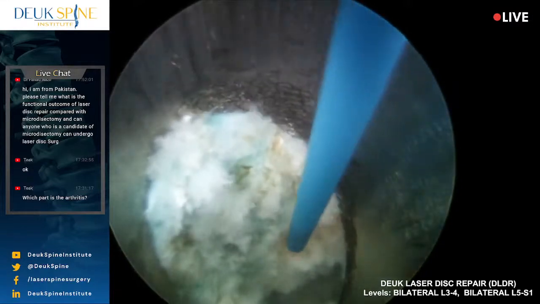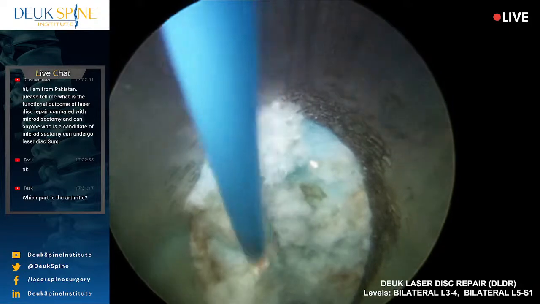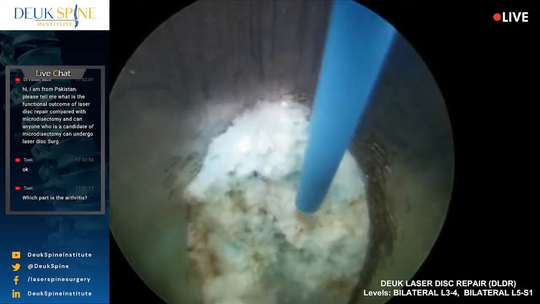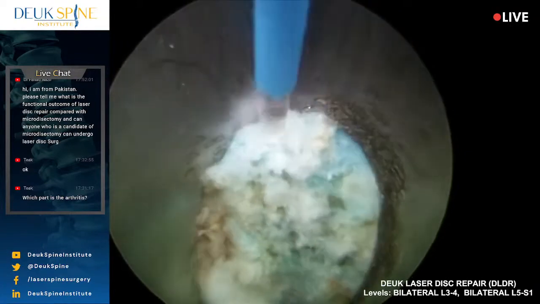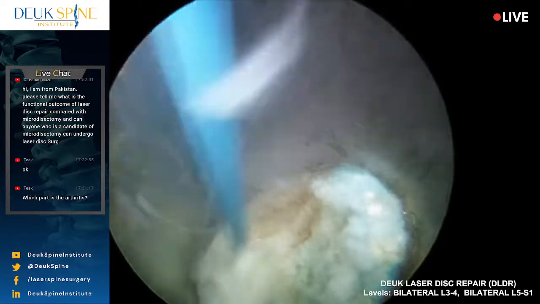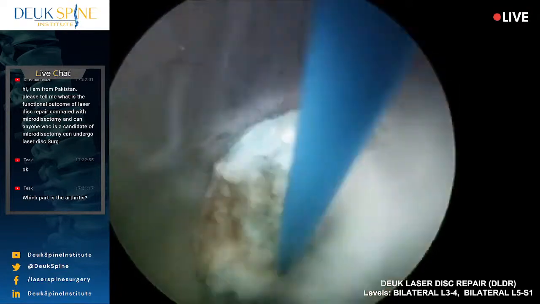But that's the problem with fusions, is they break the disc above and below the fusion. Anyway, Diego, post the DLDR case, cervical, so he can watch the surgery and understand what I'm telling him. Yep, I got it.